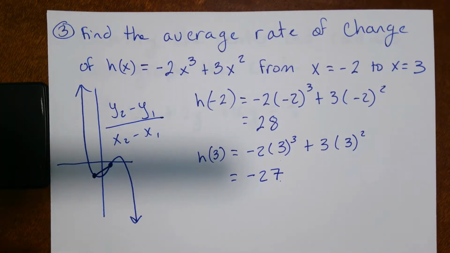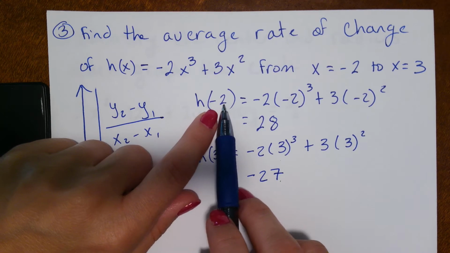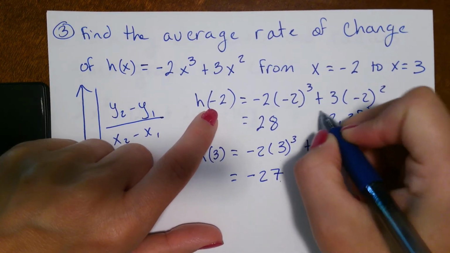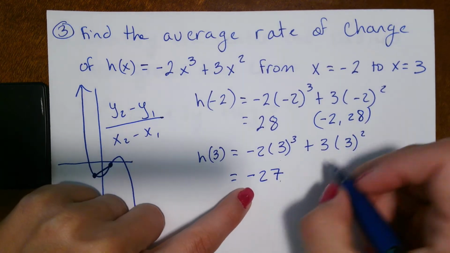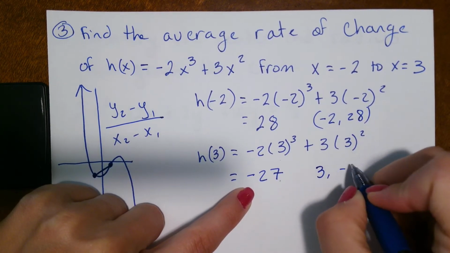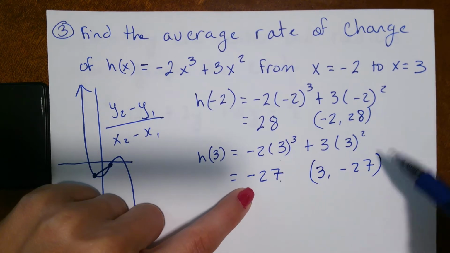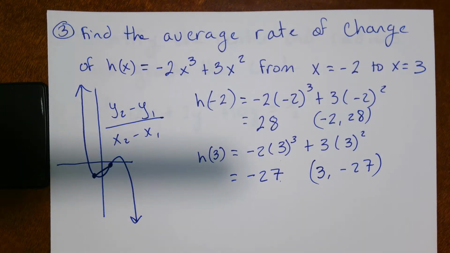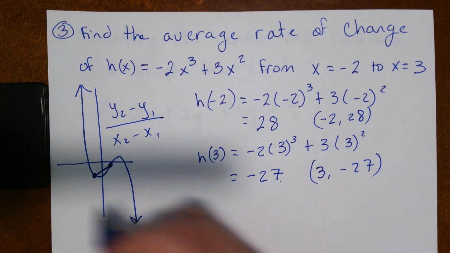So I have y values and I have x values. So essentially I have coordinates. When x is -2, y is 28, so I have -2, 28. And when x is 3, I get -27, so I have 3, -27. If that's easier for you to find slope from 2 points. I'm just finding slope. That's what the average rate of change is.